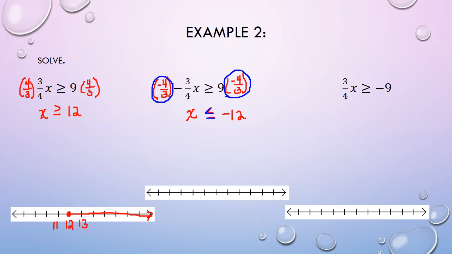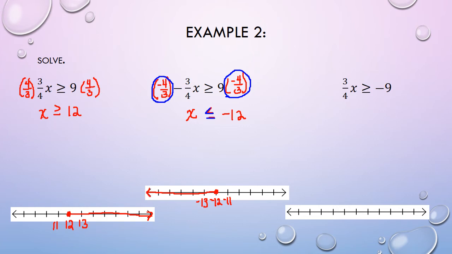So now we're going to graph it. We've got negative 12 there. Remember, to the right of negative 12 is negative 11, and to the left is negative 13. So remember, your negatives will go backwards. All right. This is a closed circle because it's less than or equal to, and then we shade to the left.